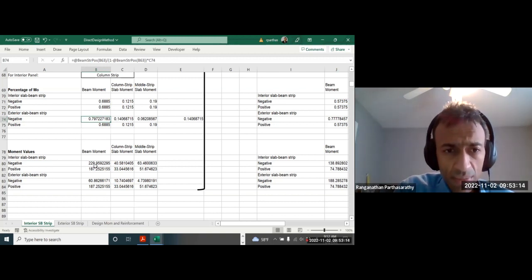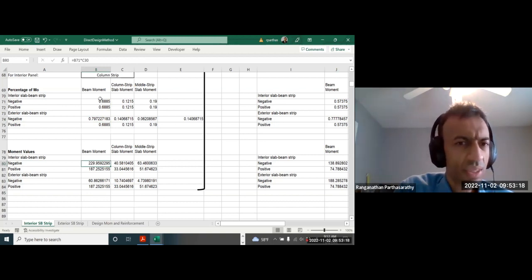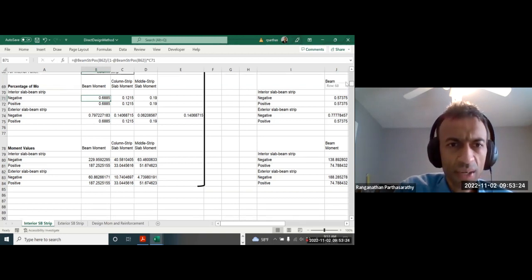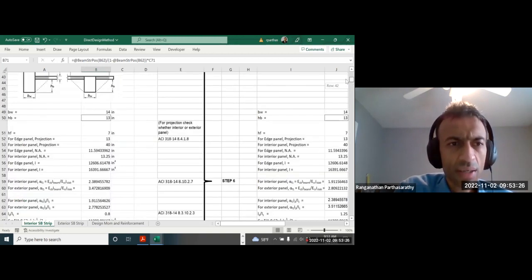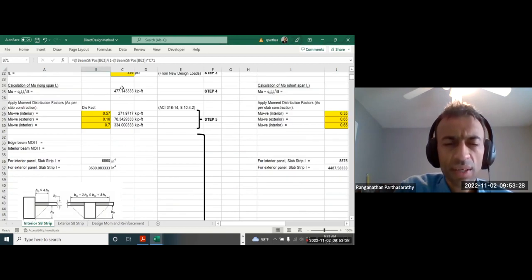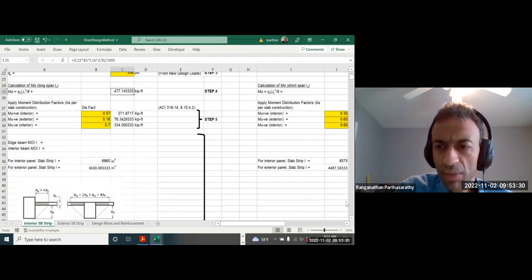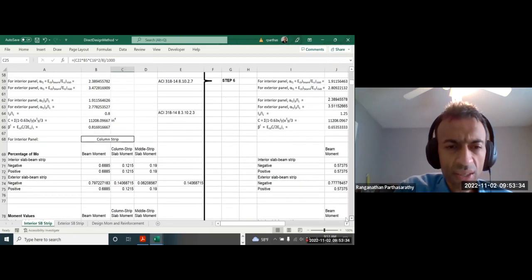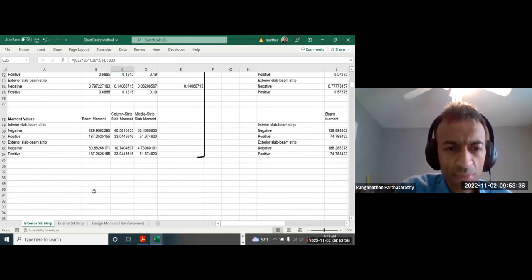For the interior slab beam strip, here are the negative moments. You just multiply this coefficient with your M0 value. The M0 value is here. So you just multiply by that, then you will get all your moments. So these are then your design moments.